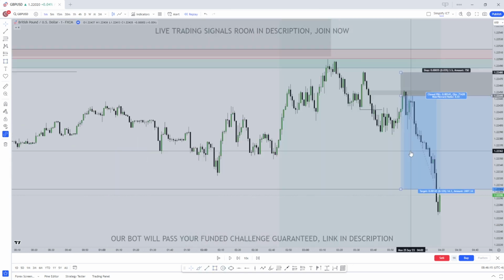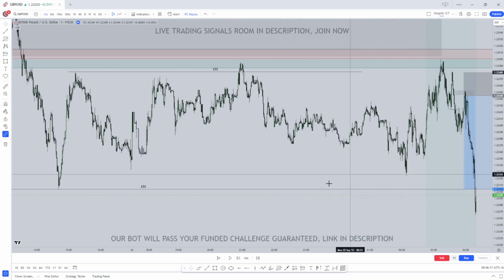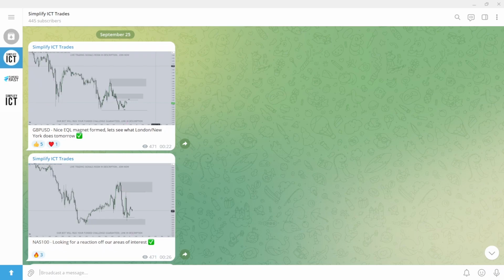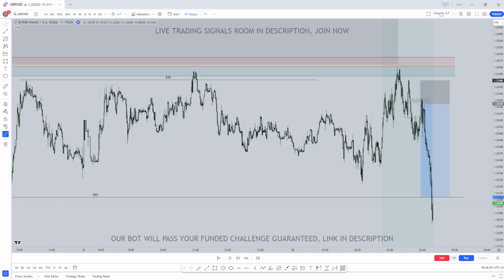Price taps into the area, and as you can see, price sweeps that opposing liquidity, which are marked out on the 15-minute time frame the night before this trade actually played out. And I even called it in the signal zoom. Insane accuracy in the signal zoom, and remember the link to that will be in the description below. But as you can see, price absolutely smashed that take profit level.